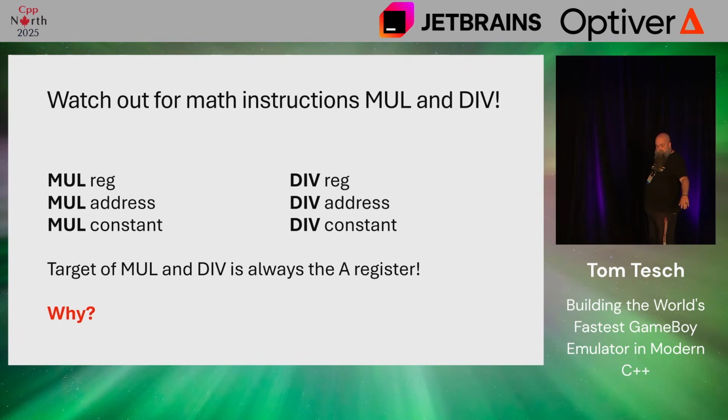Interestingly, if you multiply or divide, you only have one operand. The target operand is always the A register. Question is why? Do you have an idea? Why is it always the A register?